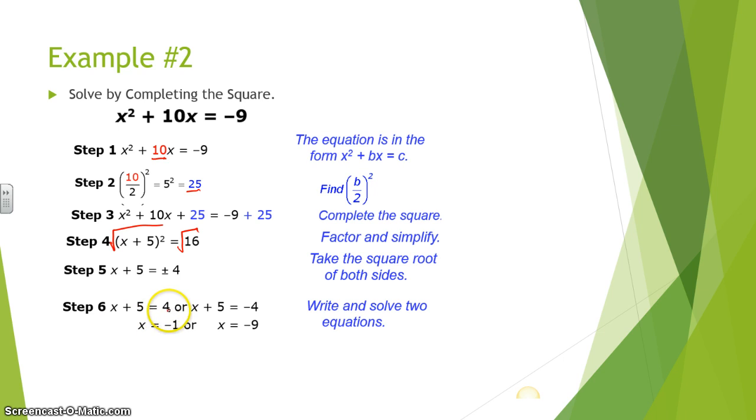So x plus 5 equals 4, x would then equal 1. X plus 5 equals negative 4, x is now going to equal negative 9 by solving equations. So notice all those steps, and you do need to show all those steps when you're solving the problem. So your final answer here is x is going to equal 1, or x could equal negative 9.